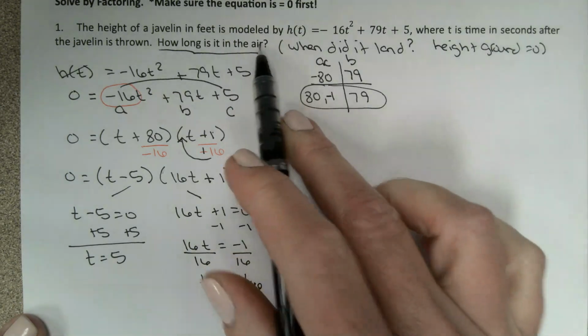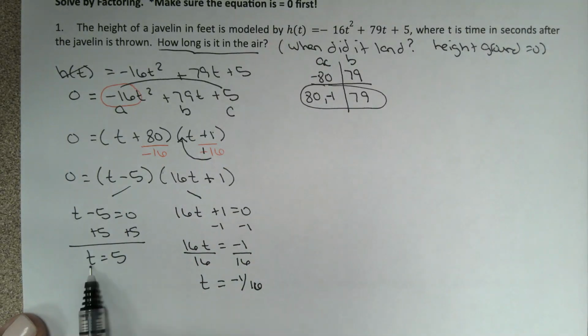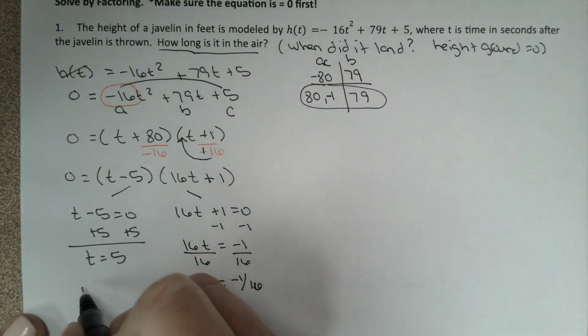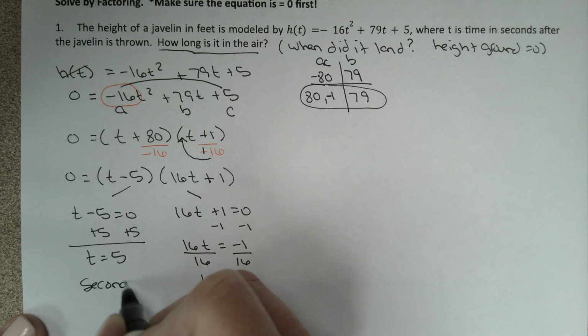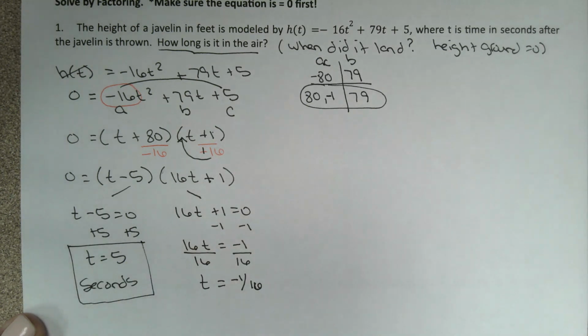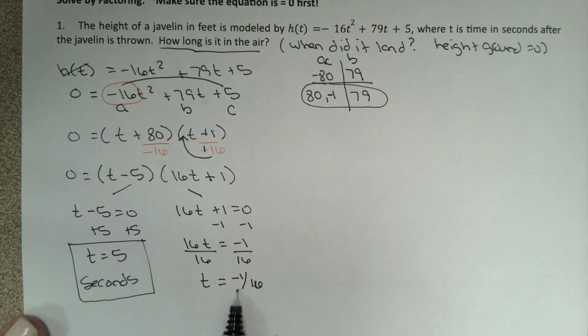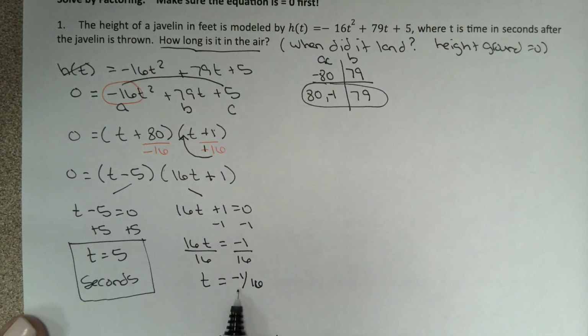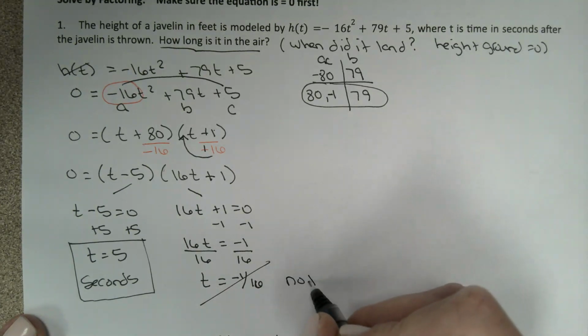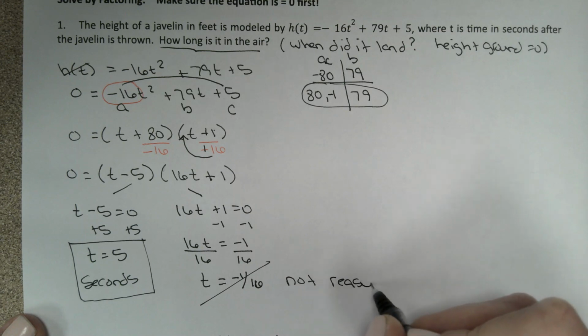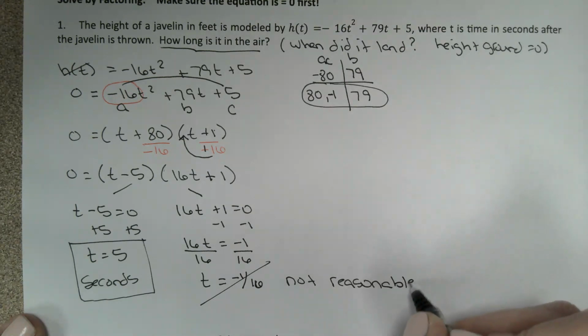So we wanted to know how long was it in the air. This says, hey, it was in the air for 5 seconds. So that seems like our good, reasonable answer. This says it was in the air for negative 1/16 of a second. Since that is a negative time, we're going to cross that off and say, no, this is actually not reasonable.